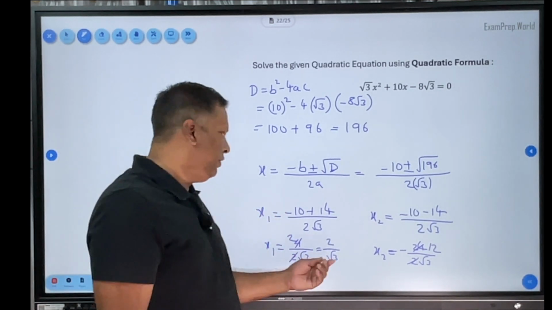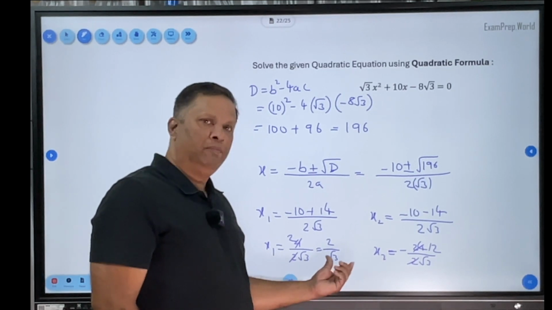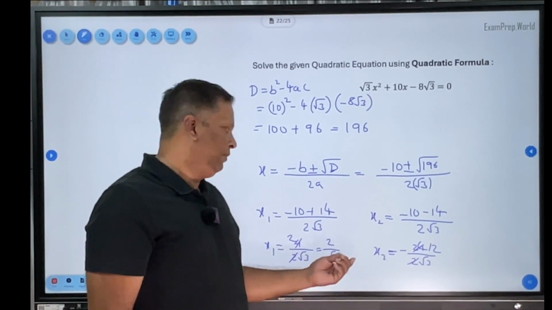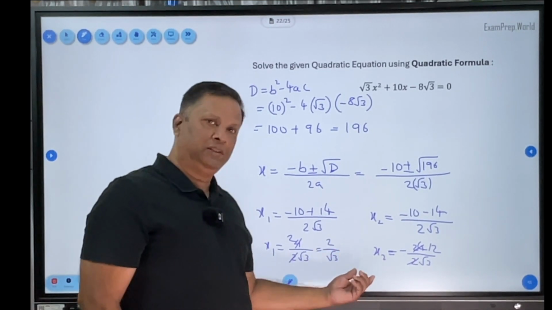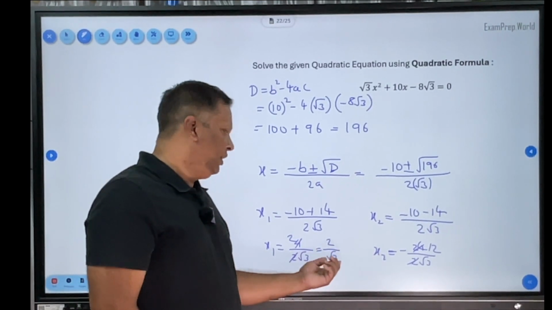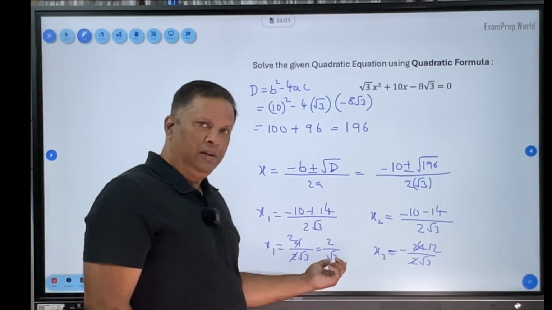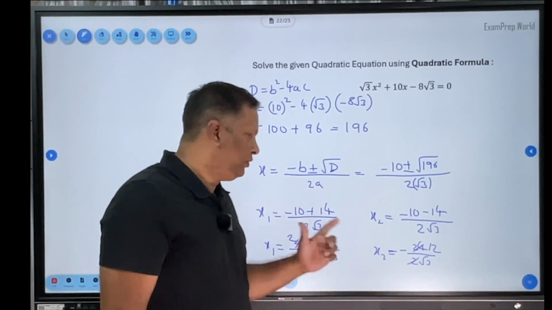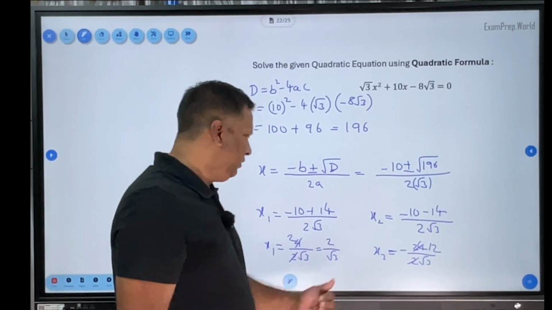In 9th class, you should never leave a root number in the denominator. If you leave it like this, although the answer is correct, your examiner will still deduct a mark. The rule in maths is we never leave a root number in the denominator. How to get rid of this root? It's very, very simple. Look.